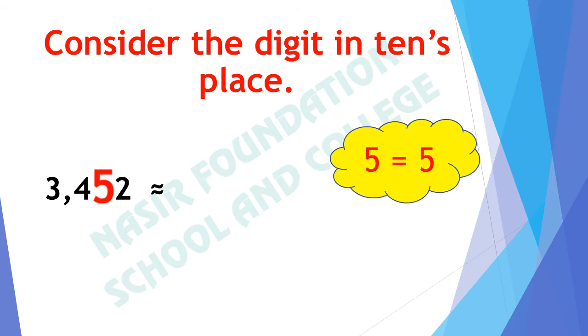We will round the digit up, that is in the hundreds place. In hundreds place there is 4. We will round this number up as 5. And the rest of the numbers will be 0. The digits at tens and units place will become 0. It means if we want to round off the number 3452 to the nearest 100, it will be 3500.